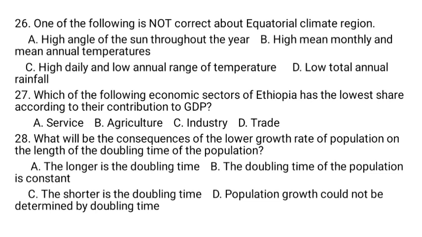Question number 27. Which of the following economic sectors of Ethiopia has the lowest share according to their contribution to GDP? A. Service. B. Agriculture. C. Industry. D. Trade. Question number 28. What will be the consequence of the lower growth rate of population on the length of doubling time of the population? A. The longer is the doubling time. B. The doubling time of the population is constant. C. The shorter is the doubling time. D. Population growth could not be determined by the doubling time.